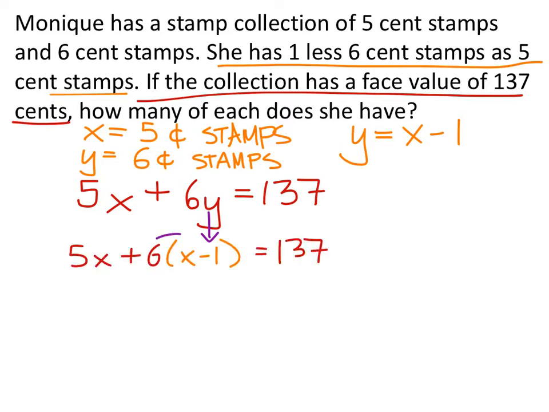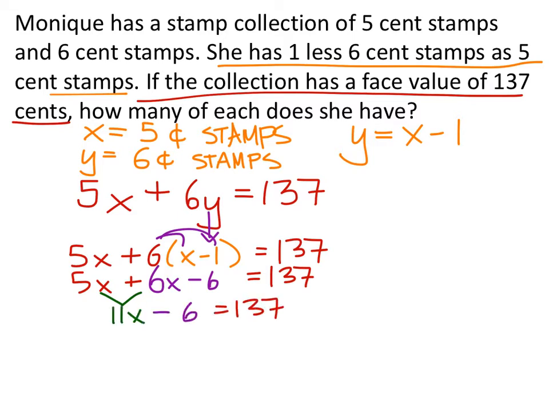Next up, I'm going to distribute the 6 into the parentheses. Then I'm going to combine my like terms, specifically these two x's. 5x plus 6x is 11x. And we can see this equation is getting a little bit smaller every time. Let's go ahead and add 6 to both sides of the equation to get the x's by themselves. And then finally, to solve for x, we're just going to divide both sides by 11.